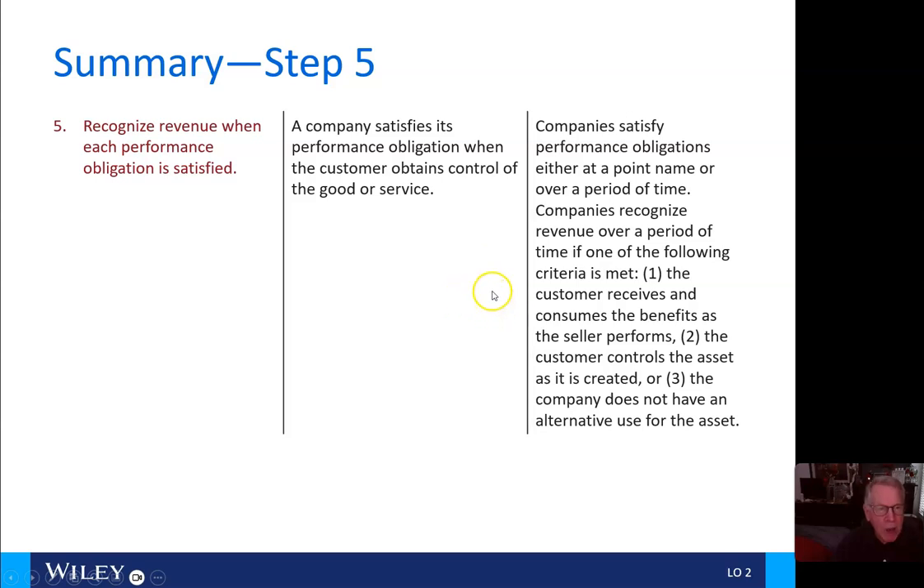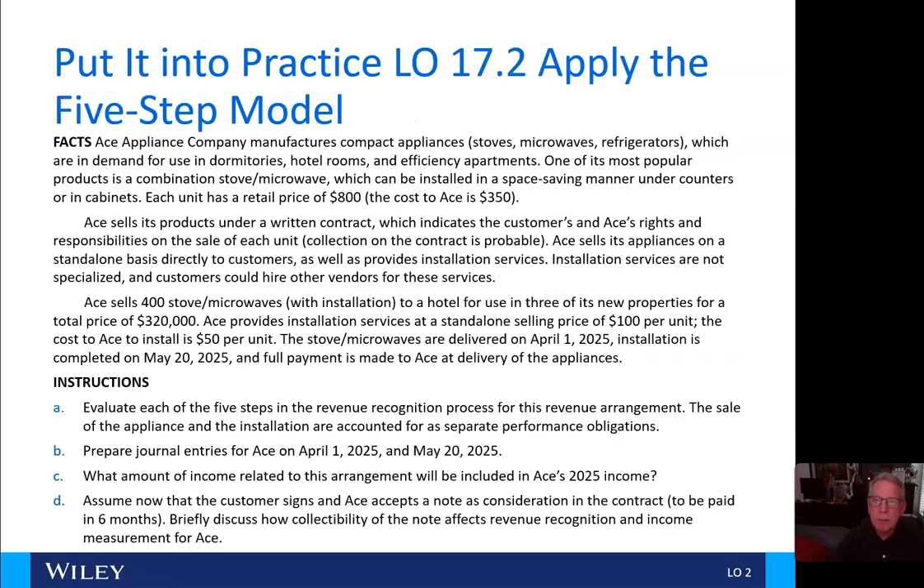Companies recognize revenue over a period of time if one of the following criteria is met. 1, the customer receives and consumes the benefits as the seller performs. Number 2, the customer controls the asset as it is created. Or number 3, the company does not have an alternative use for that asset.